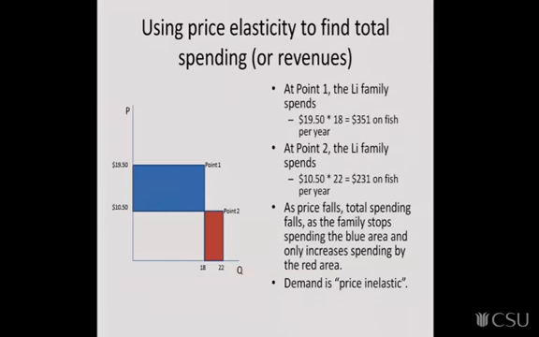So what happened? Well, in a sense, they saved the blue area because now the new spending on fish is the white area plus the red. So the net change in how much the Lee family spent per year on fish is the difference between blue and red. You can see in this case, the blue area is a lot bigger. So the Lee family should be spending less per year buying the total amounts of fish that they have after this change. And as you can see, the total spending is $231. So the Lee family is now spending $120 less per year on fish.